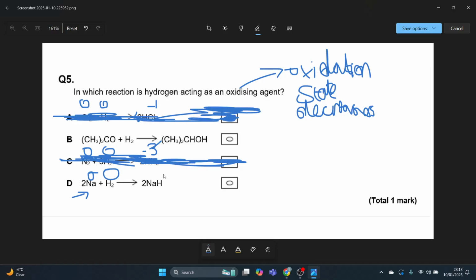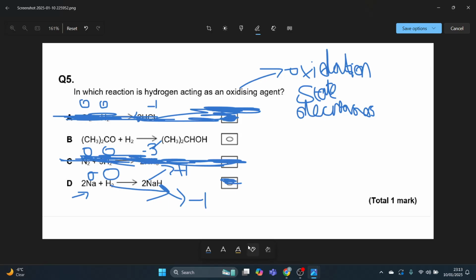The oxidation state of sodium, Na, and NaH. The hydrogen in NaH is a -1 charge. In this case, sodium is +1 charge. So what happens is the hydrogen oxidation state decreases, and therefore it does act as an oxidizing agent.